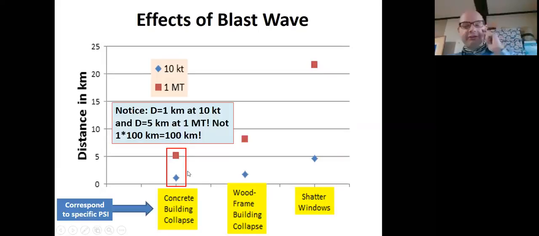So you might expect that if it's 1 kilometer here, well, surely it must be 100 kilometers if it's 100 times more energy. But that's not the case at all. And that's something important to keep in mind, that it is not a linear effect.